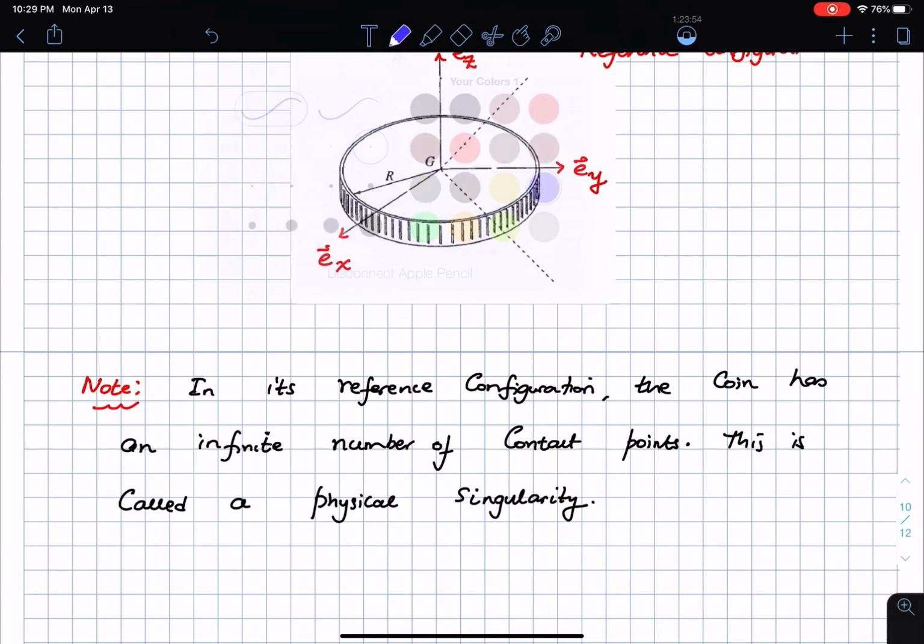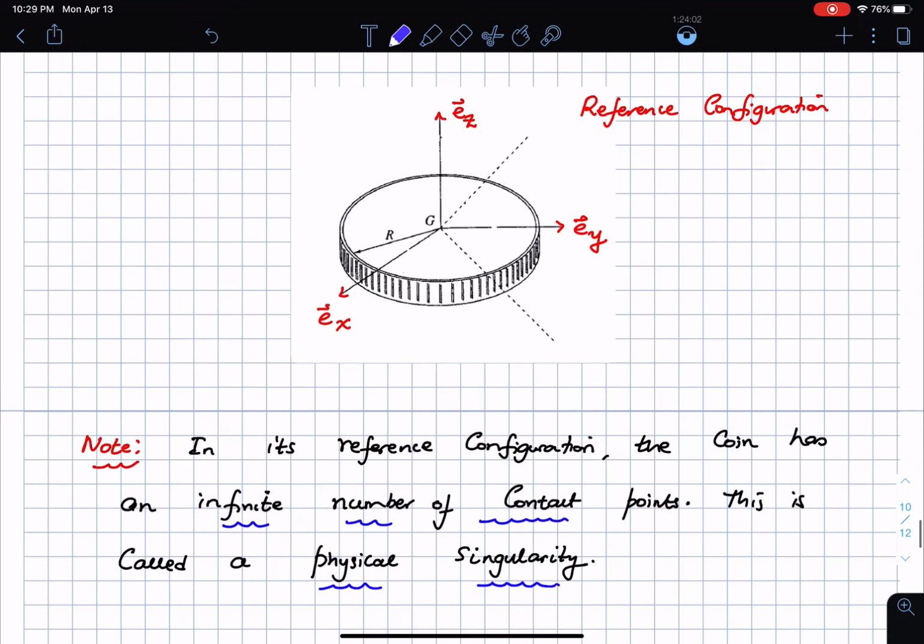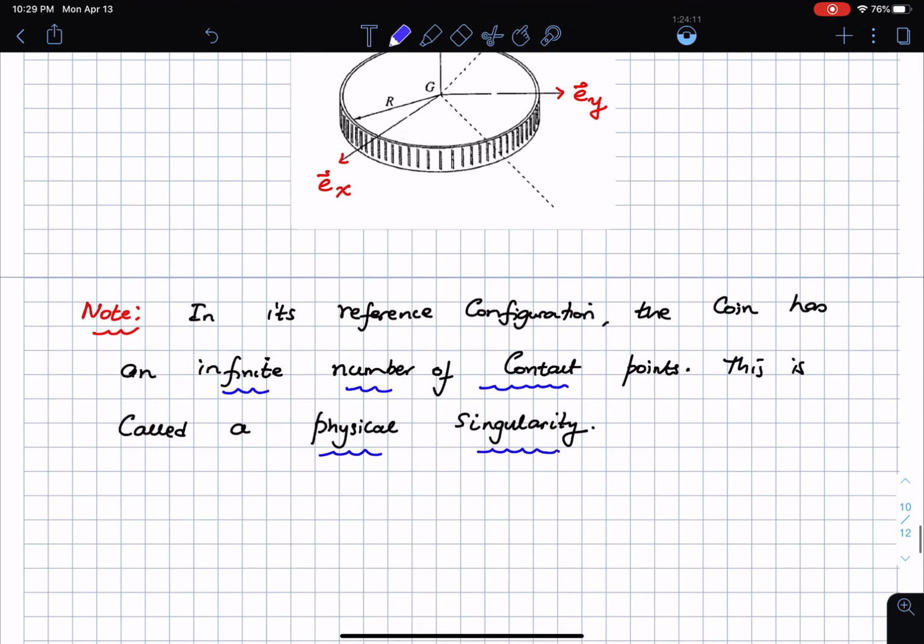Okay, that's an important statement. So this is a physical singularity because there are an infinite number of contact points, but then the saving grace for us is that we actually want the coin to roll, so we will have at any given instant in time only one single contact point, and of course we are also going to be ignoring the thickness of the coin.